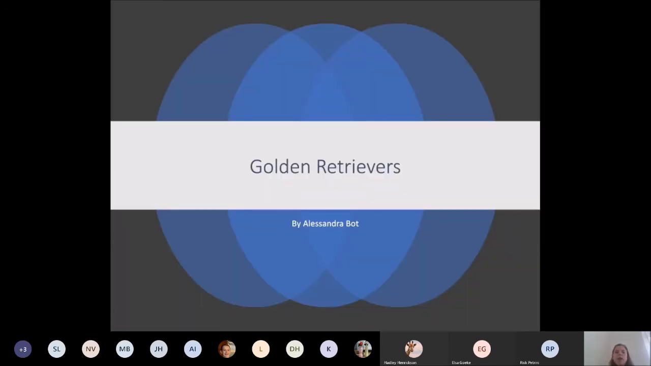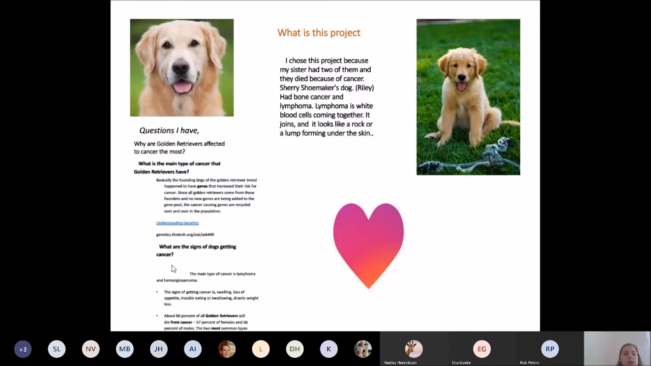So my project is called Golden Retrievers. Okay, so questions I have are, why are golden retrievers affected by cancer the most? What is the main type of cancer that golden retrievers have? So basically, the founding dogs of the golden retriever breed happen to have genes that increase the risk for cancer. Since all golden retrievers come from these founders and no new genes are being added to the gene pool, the cancer-causing genes are recycled over and over in the population.